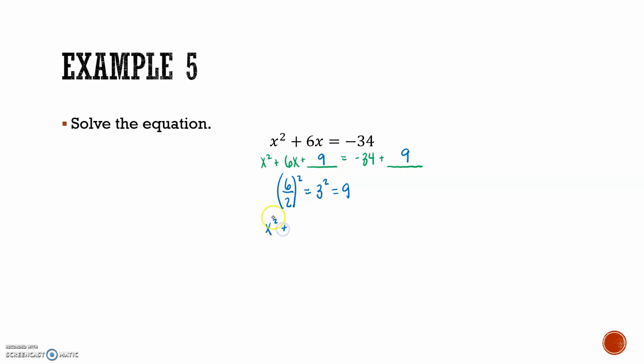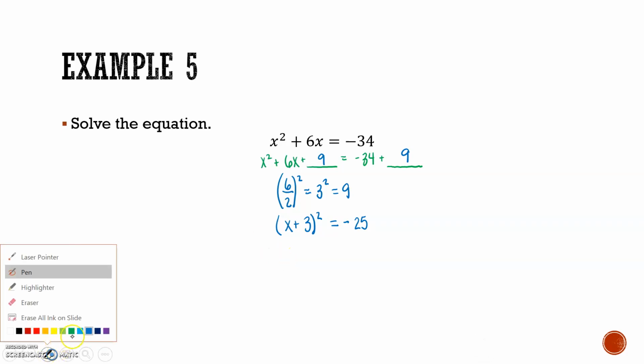x squared, oh, actually I'm just going to go ahead and factor it. x plus 3 quantity squared equals negative 34 plus 9, which would be negative 20. I'm having a moment. Negative 25. All right. So we are going to take the square root of each side.